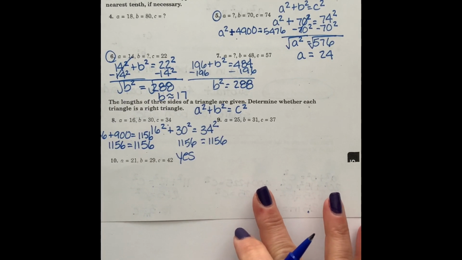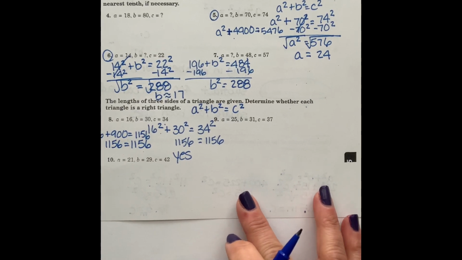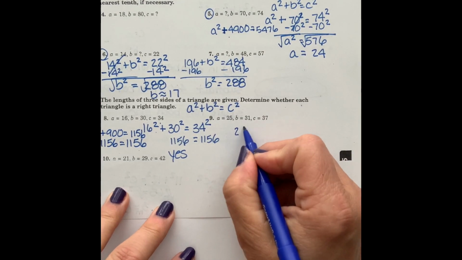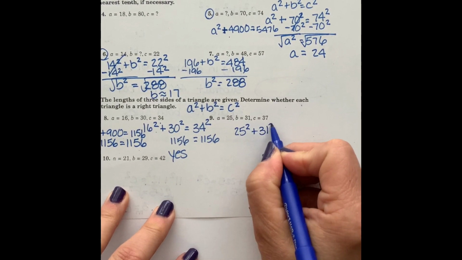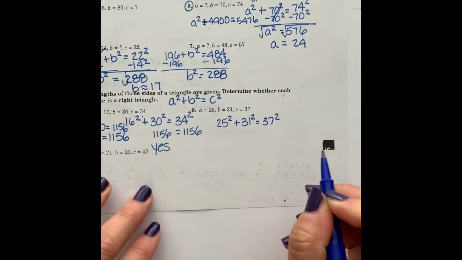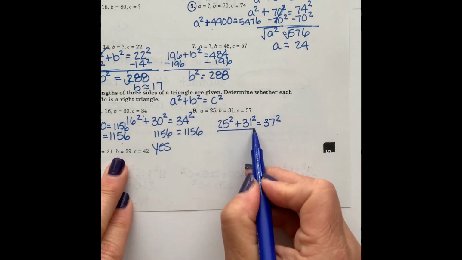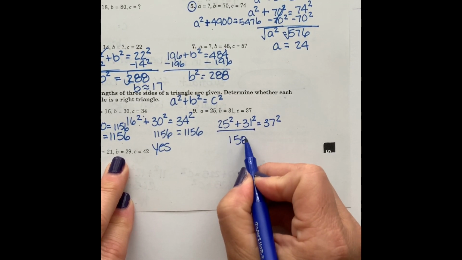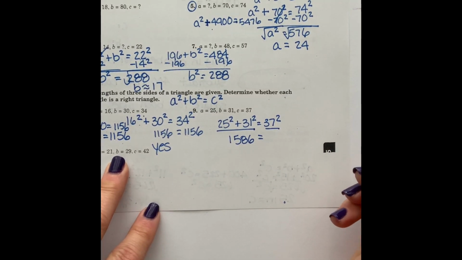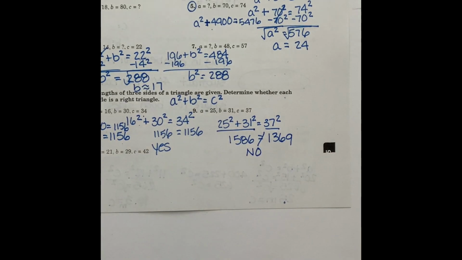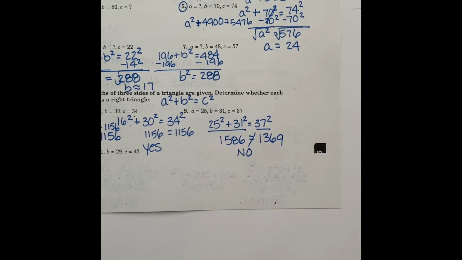So look at number 9. If you want to try it without me first, you can pause it and then unpause it to check it. So we're going to plug in our A squared, our B squared, and our C squared. Whether you do this with the power button or not, that's up to you. But when I add this side up, it comes out to 1586. And when I put in 37 times 37, I get 1369. That is not equal. That means this is a triangle. It's just not a right triangle. Okay, that's all we were trying to find. Right triangle or not a right triangle.